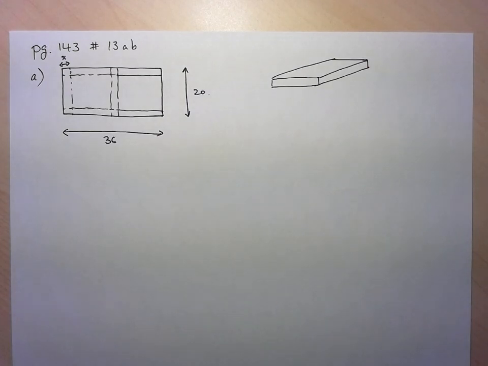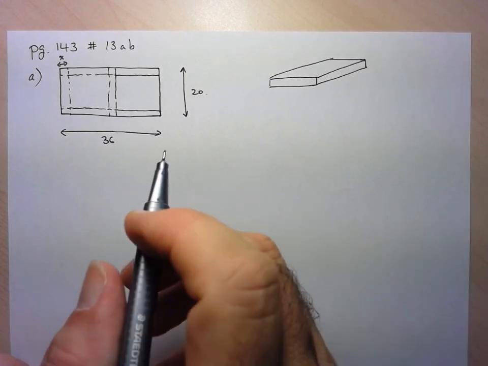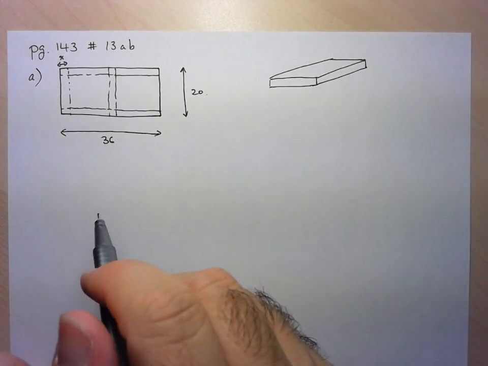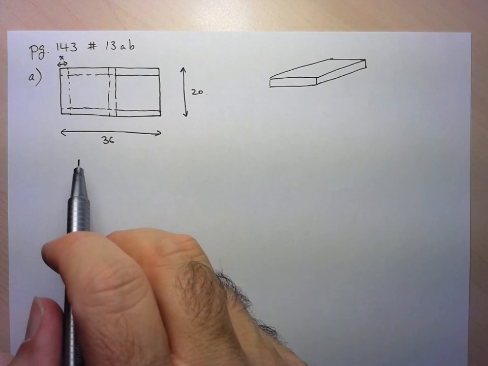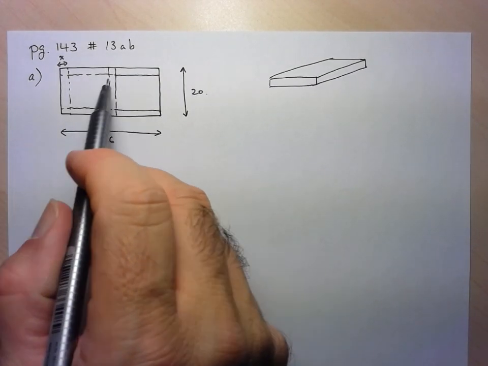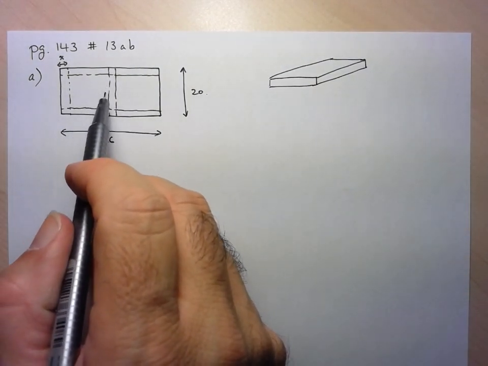Hi folks, we're going to take a look at page 143, number 13. So here this is just a different way of forming a box, and in fact we're forming a closed box here. So these lines are where you're going to fold the box over.